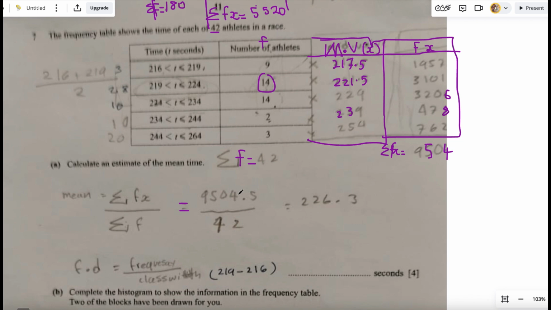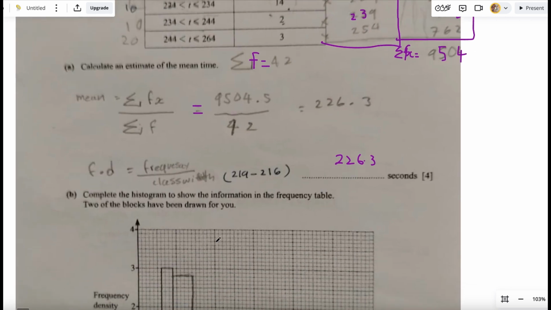9504.5 divided by 42, we will get 226.3. Okay? So that's our mean, 226.3. That's what we got for our mean. Is that okay? Now let's go to the next question.